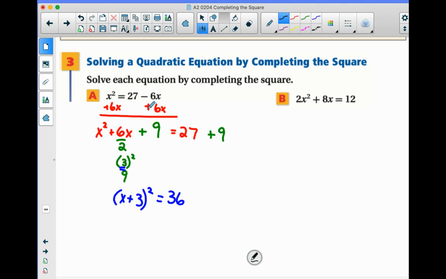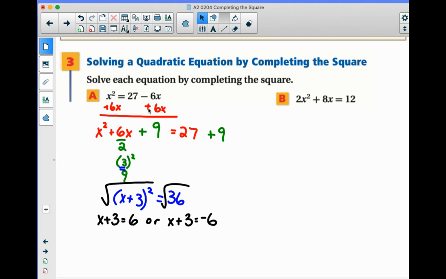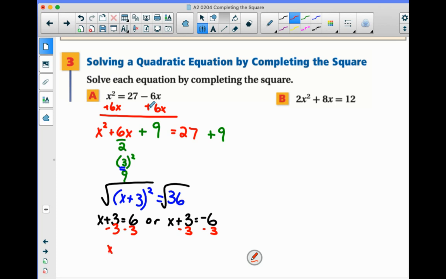How do we undo that square? We square root both sides. So we'll have x plus 3 equals 6, or don't forget, x plus 3 could also equal negative 6, because negative 6 squared is 36. We subtract our 3 from both sides, and we get x equals positive 3, or x equals negative 9. If you substitute in either of those values into the original equation, they do work out.